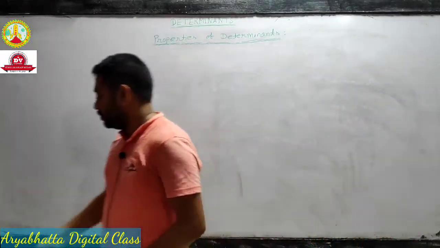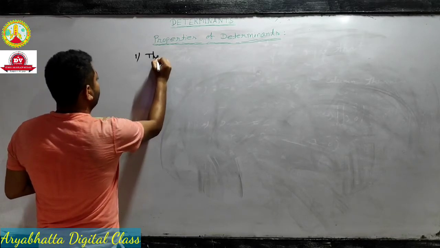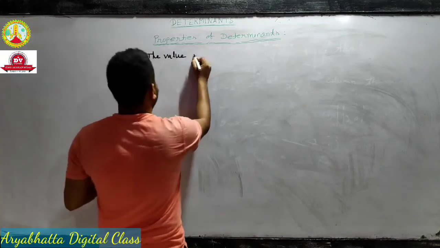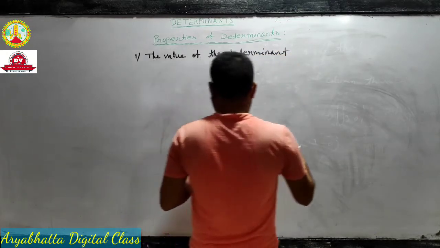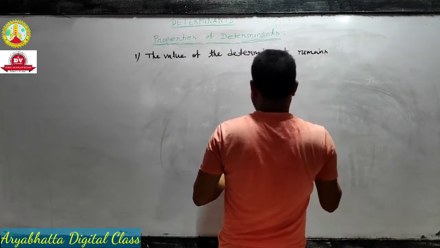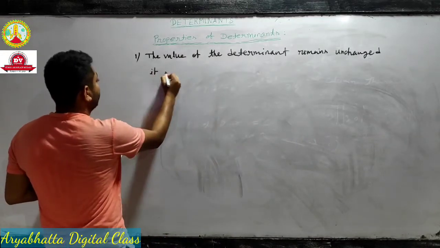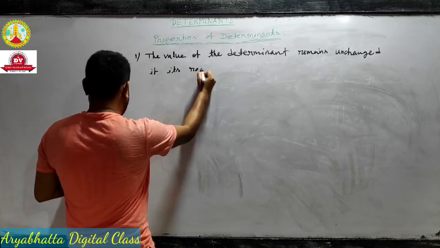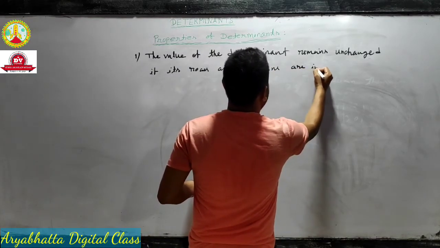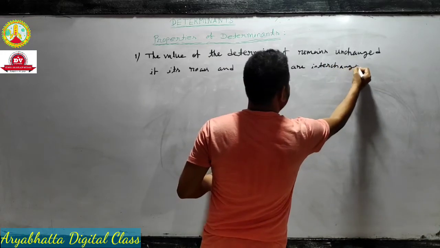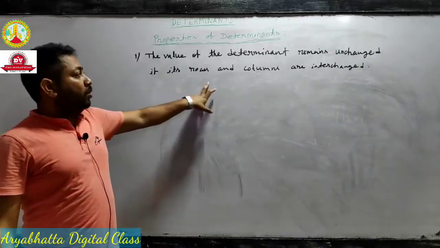Property number one: the value of the determinant remains unchanged if its rows and columns are interchanged.